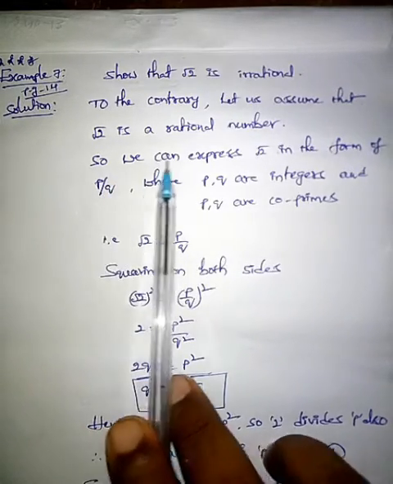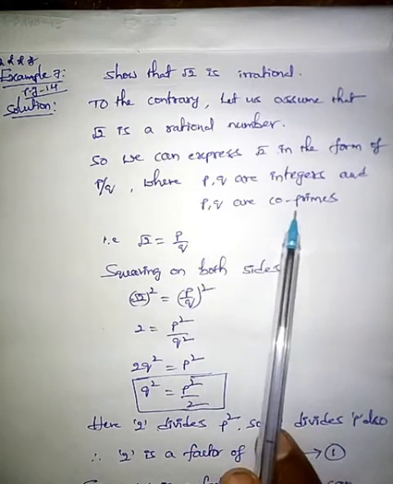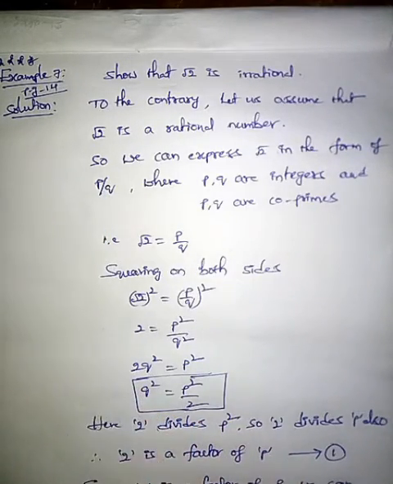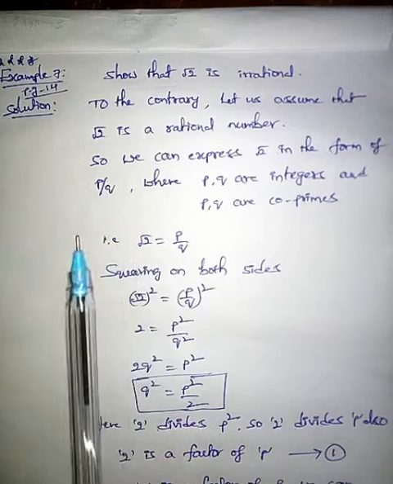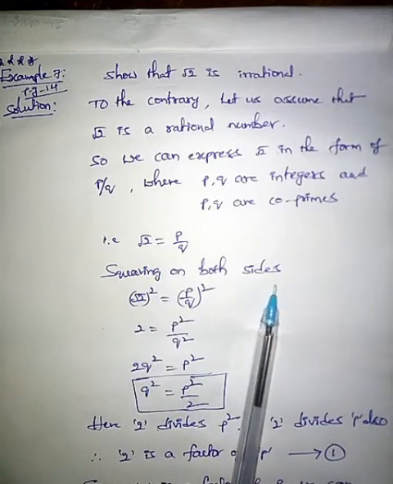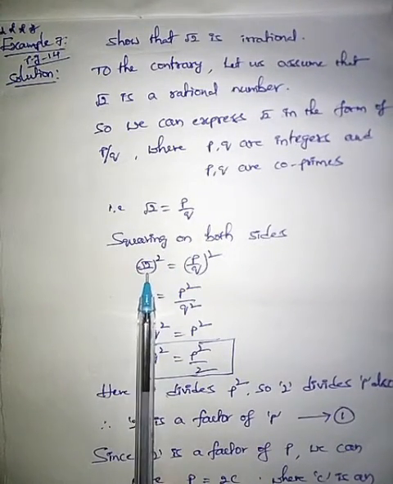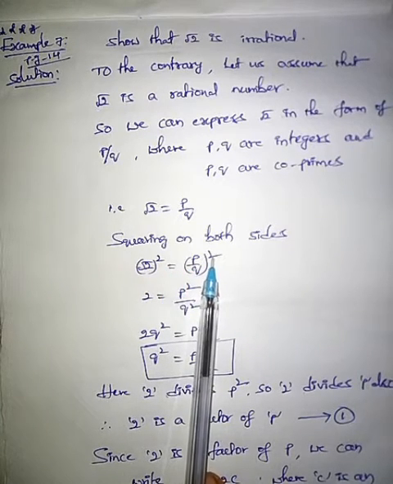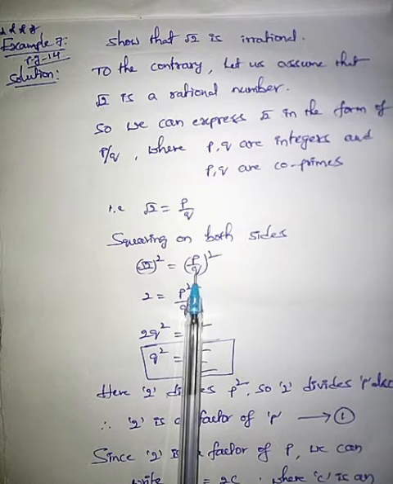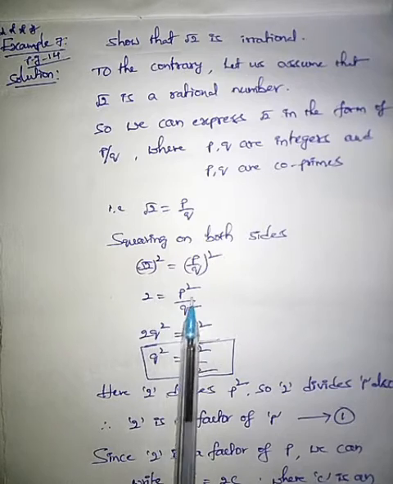So we can express root 2 in the form of p by q, where p and q are integers and p and q are co-primes. Here the condition is p and q are co-primes, that means p and q have only the common factor 1. So write root 2 in the form of p by q. Now squaring on both sides, you get root 2 whole square equal to p by q whole square. Apply the square to both numerator and denominator. Here the square root cancels, so 2 equals p square by q square.